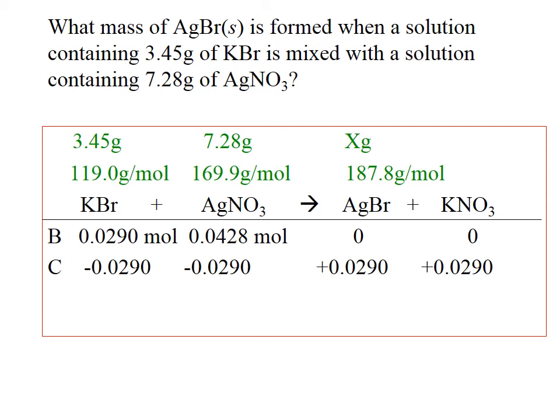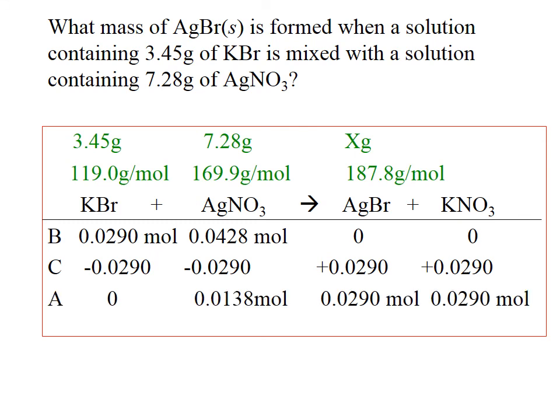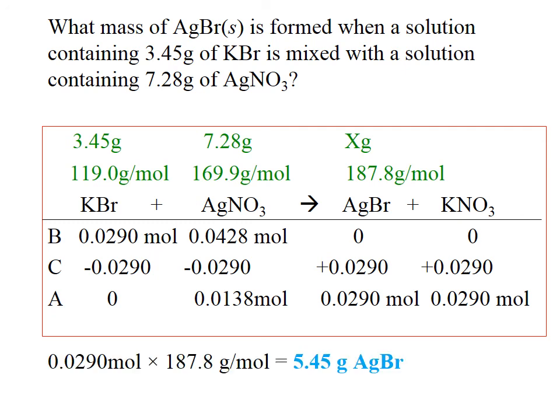So how much of it is going to be used or consumed? The change. And then we are left with none of our potassium bromide, 0.0138 moles of our silver nitrate, and 0.0290 moles of our silver bromide and potassium nitrate because they're also in a 1 to 1 ratio. Now that we have moles of silver bromide, we need to get grams because that's what it wants, the mass of silver bromide formed. So we take the moles and multiply by the formula mass to get our grams of silver bromide. And we get 5.45 grams of silver bromide.